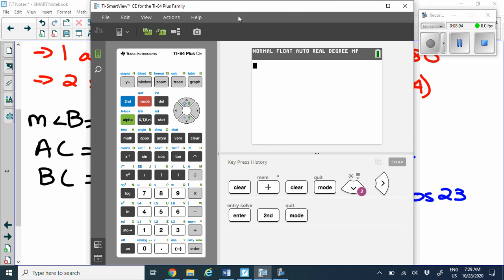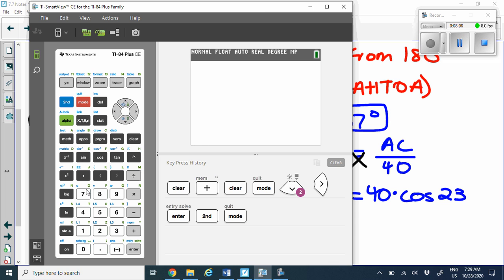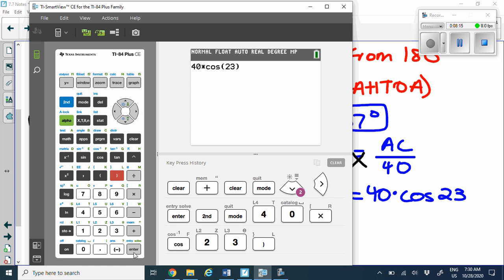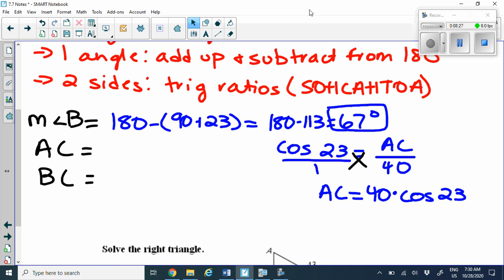Okay, so let's go ahead and plug this value in. So we have 40, so we do the number 40. Then we do times. Now I have to do cosine of 23, close the parentheses, and enter. Now remember, it told us that we're going to round to the tenths place. So at 36 point, notice there's a 2 after the 8, so I keep it as 8. So I have 36.8. And this does not have a degree sign because it is a side.